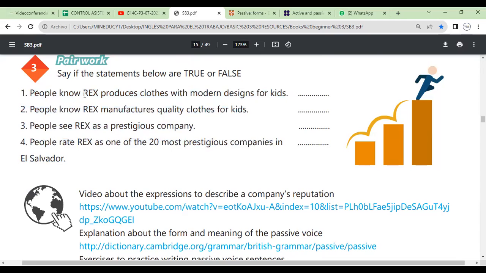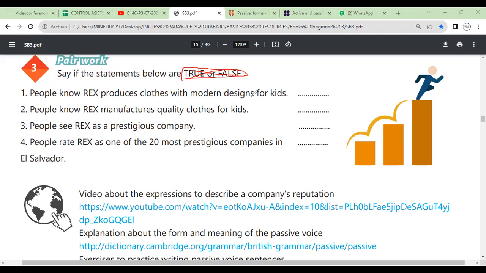Now, people know Rex produces clothes. Now, okay, vamos a definir. Aquí nos dice true or false. Esto ya lo hicieron, pero vamos a hacer un ejercicio que no sea de true or false, okay? Eso sí, yo creo ya lo hicieron. Eso es de la pregunta. Aquí le vamos a poner active si es activo o P si es pasivo, okay? Ustedes van a decir cómo está la oración. Now, people know Rex produces clothes with modern design for kids.